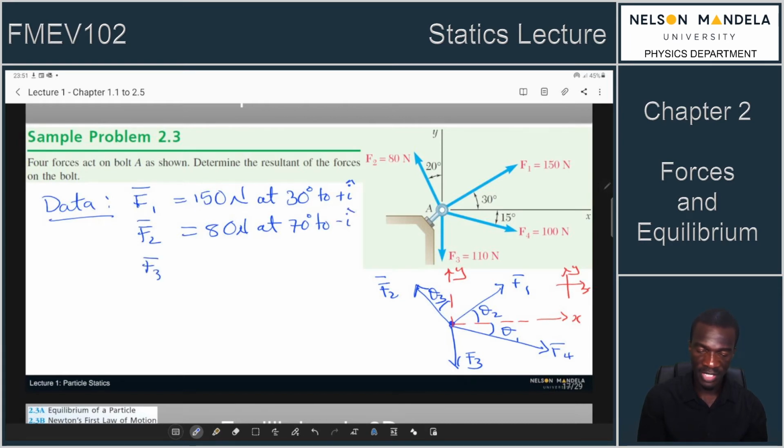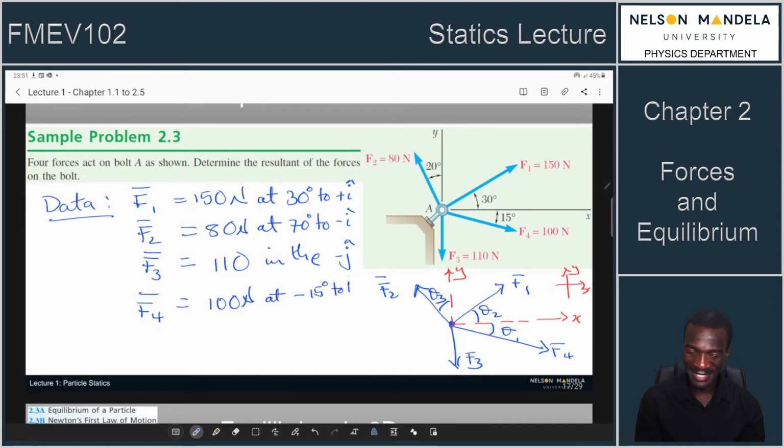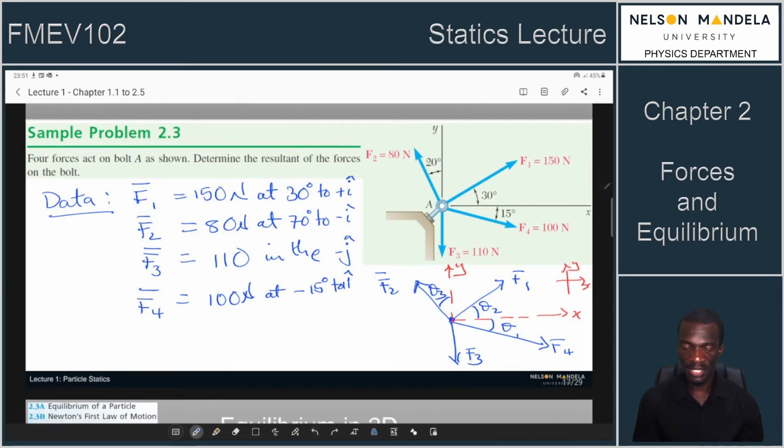My F3 force is 110 newtons in the y direction, in the minus j direction. And F4 is equal to 100 newtons at minus 15 degrees to the plus i direction, right? So you've got your given data, your angles are already in here. Your data are shown in there.